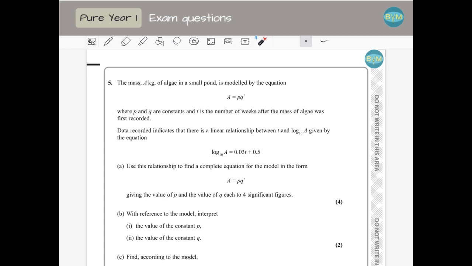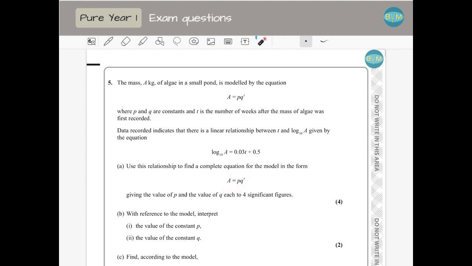Hello, this is question 5 on your June 2022 AS level paper from Edexcel. The mass A of algae in a small pond is modeled by this equation, where P and Q are constants and T is the number of weeks after the mass of algae was first recorded. Data recorded indicates that there is a linear relationship between T and log A given by this equation. We have to use this relationship to find a complete equation for the model in this form.